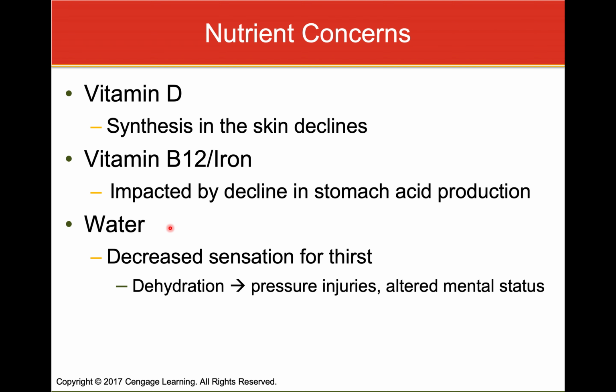One last nutrient concern is water, and as people age, they have a decreased sensation for thirst, and so they're at an increased risk of becoming dehydrated. And this, of course, can have negative consequences in its own. It's also going to increase risk of pressure injuries and contribute to or exacerbate an altered mental status.